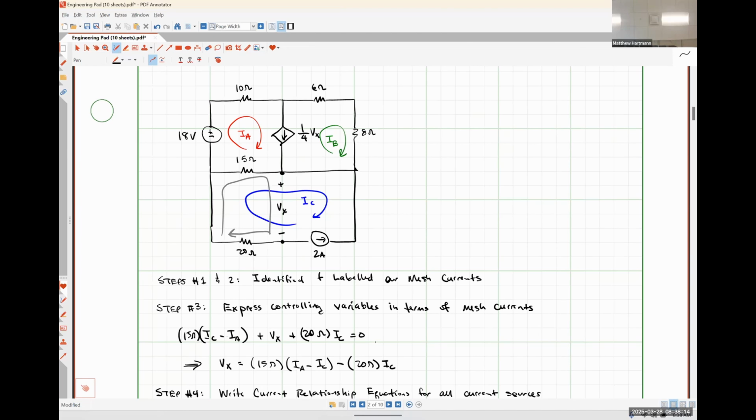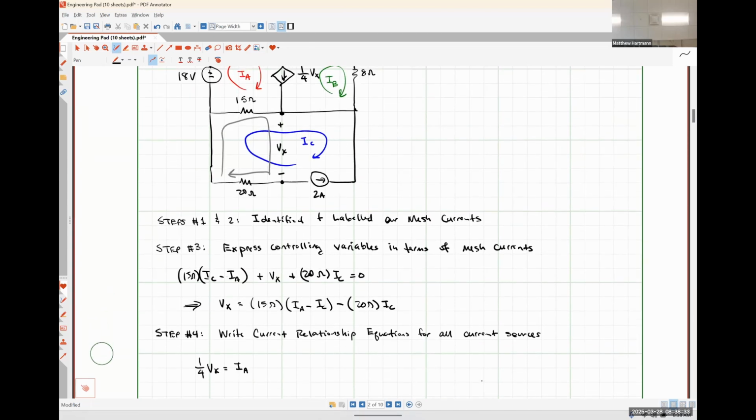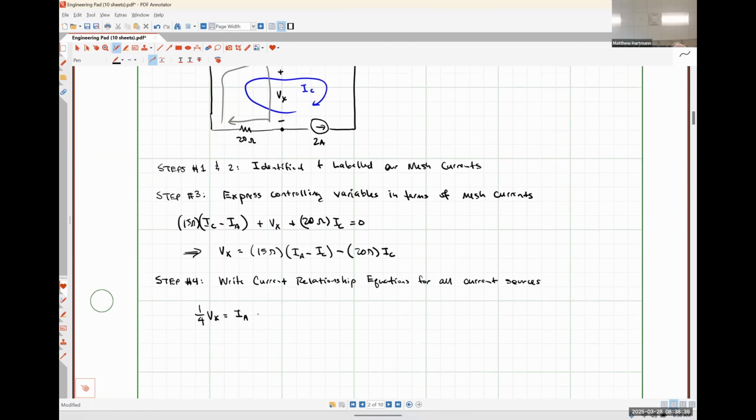So this current source is between meshes A and B. Those are the only two currents that I need to consider. So which one is in the same direction? IA, okay? So we'll have 1/4 Vx is equal to IA, and by process of elimination, which mesh current is in the opposite direction of our current source? IB. Great job, Teresa.